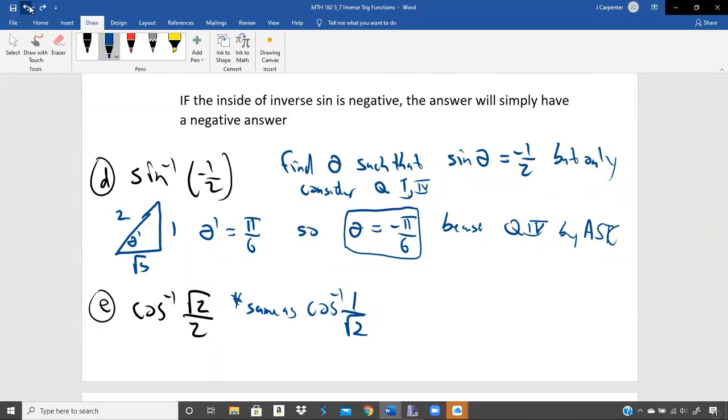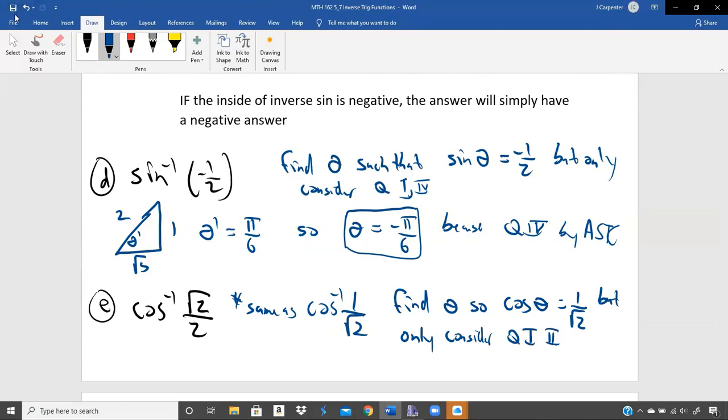Pattern recognition is important. So that means we are really trying to find an angle such that the cosine of said angle is equal to 1 over square root of 2, or 2 over square root of 2. I'm sorry, square root of 2 over 2. The black version or the blue version, whichever you like, but I prefer this one. But we can only consider quadrant 3 and 4. What am I saying? I'm thinking one step ahead. It's quadrant 1 and 2. It can't be in quadrant 3 or 4.